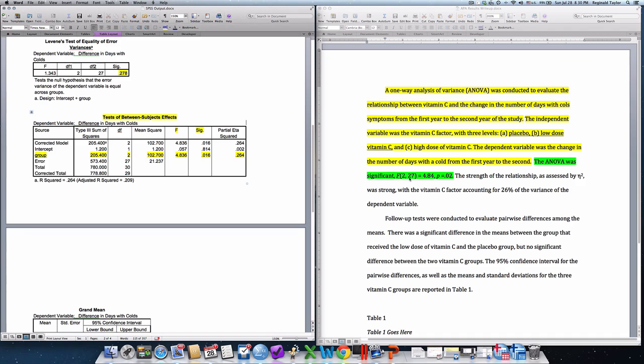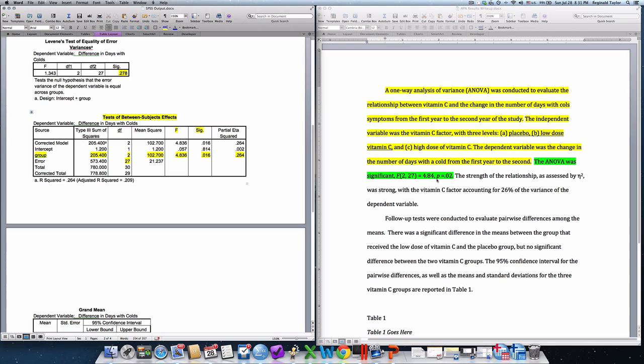Now, the 27 again has something to do with the sample size, but that comes from the error term. So here you would report the degrees of freedom for the error term, which should be right up under the grouping term. That's where that would come from. The F statistic is 4.836, 4.84, they rounded the value. The p, again, comes from the sig column, 0.016, and they just rounded that up to 0.02.